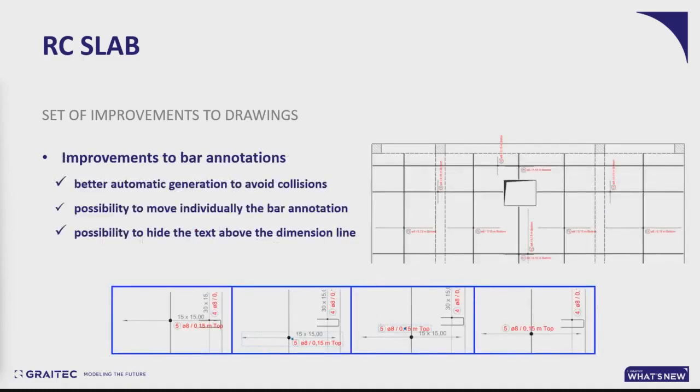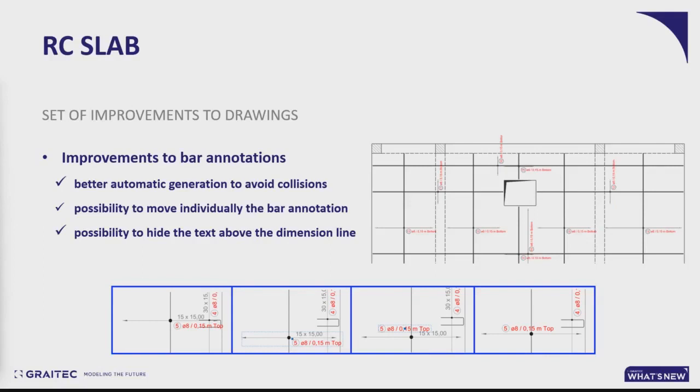Next improvement to drawings is related to bar annotations. We improved the algorithm for automatic placement of descriptions to avoid overlapping with and collisions with bars. Of course, if we have many bars or bigger scale of the drawing, location of annotation never will be perfect. That's why annotations can be moved manually.